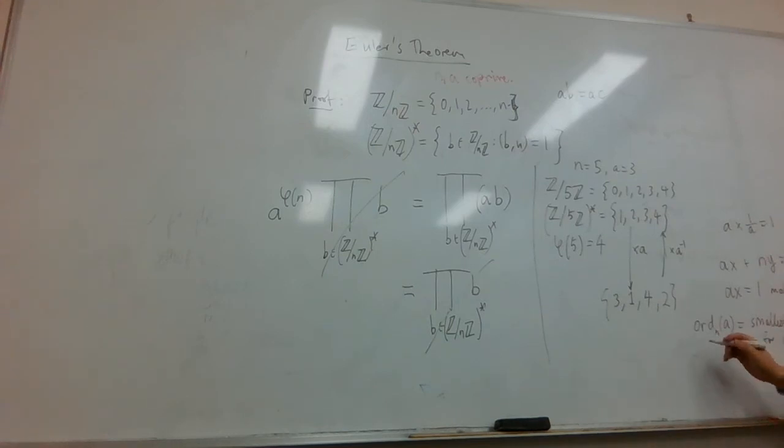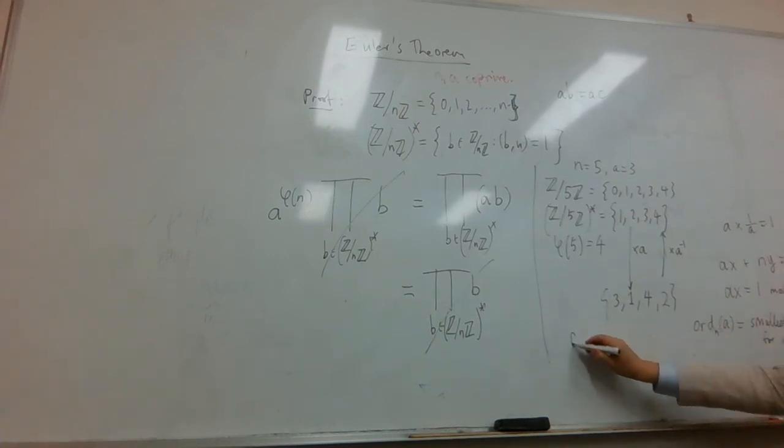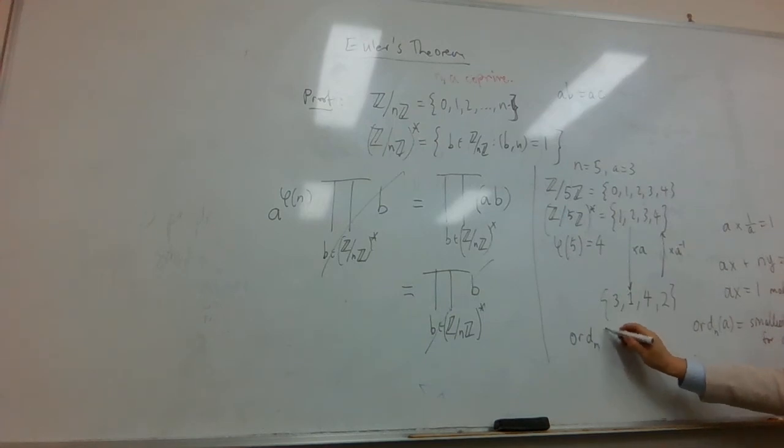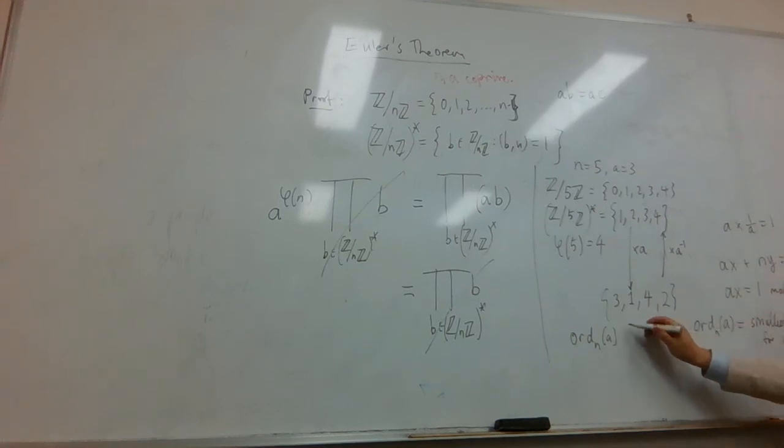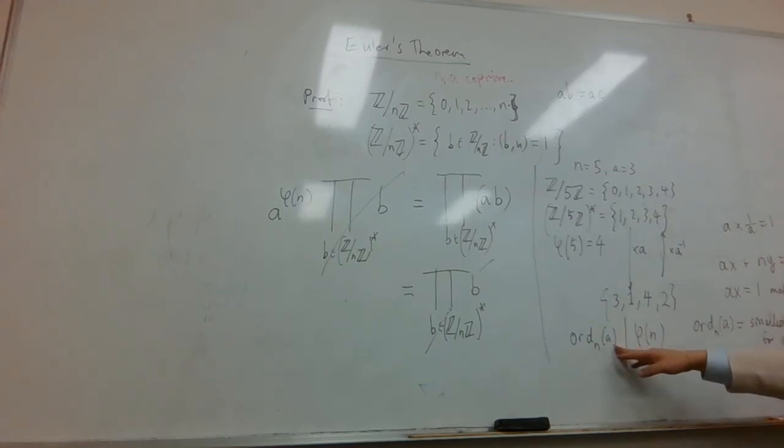So this order will always divide any power for which it equals 1. In particular, it always divides phi of n. Does that make sense? The smallest power that makes a equal 1 always divides phi of n, because phi of n also makes it 1. Do you want to see a proof of that?